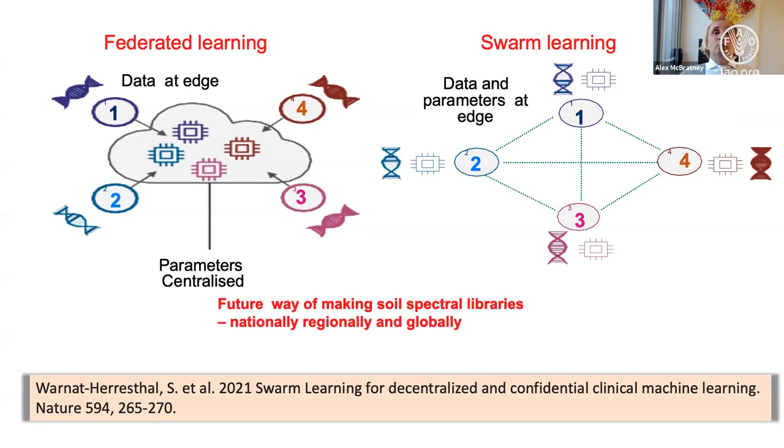And then the last one is swarm learning, where you still locally do the functions, but some of the data and spectral functions get transferred between each other in an anonymous way. And I think that's the future for generating spectral transfer functions or calibration functions. So that's the future way of making spectral libraries. I think there's a big future in this kind of data sharing approach without the centralized institution, which is a kind of old-fashioned model, I think, for doing this kind of work.